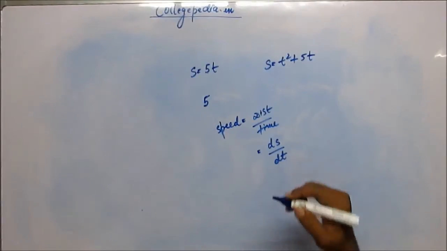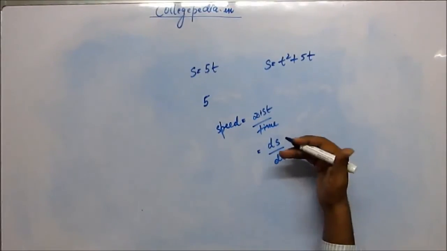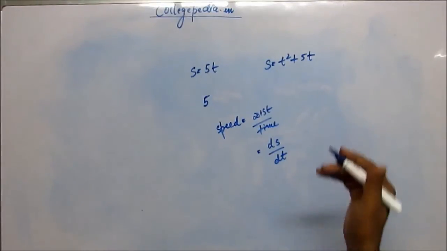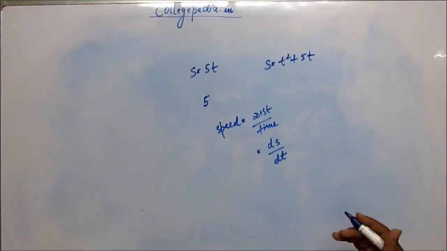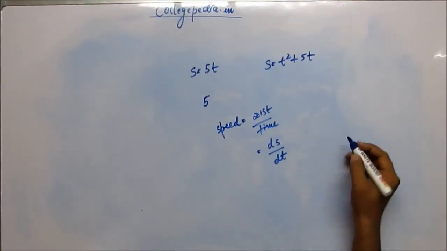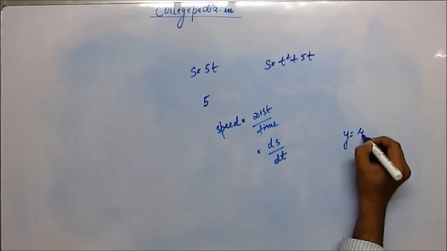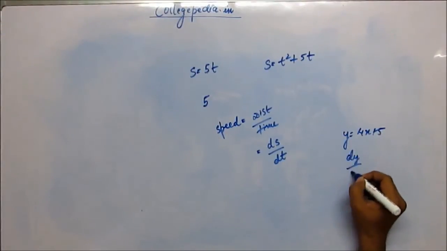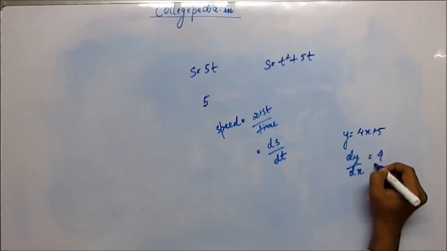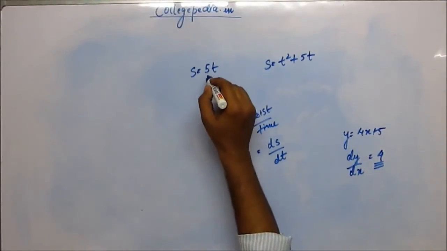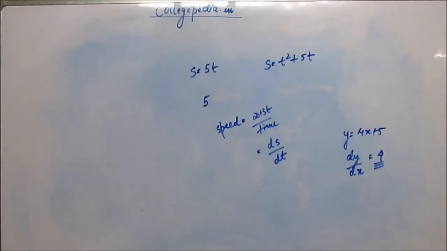So speed is actually going to be ds by dt. That's why we studied dy by dx, to understand what would be ds by dt. And we also know how to differentiate. We know y is equal to 4x plus 5. We have learned that dy by dx will be equal to 4.